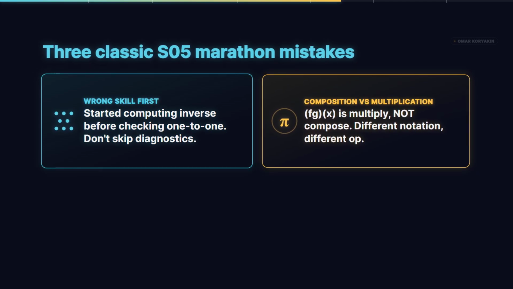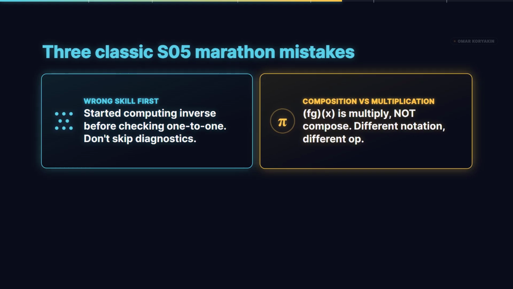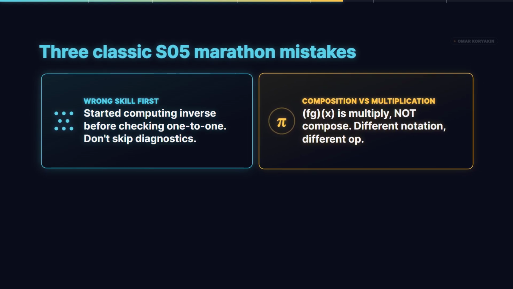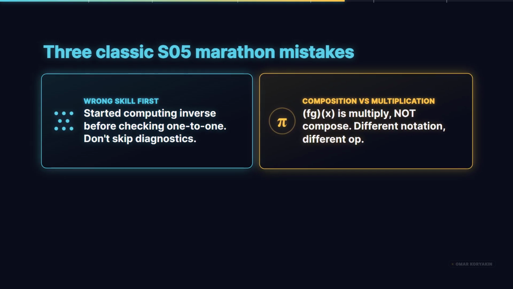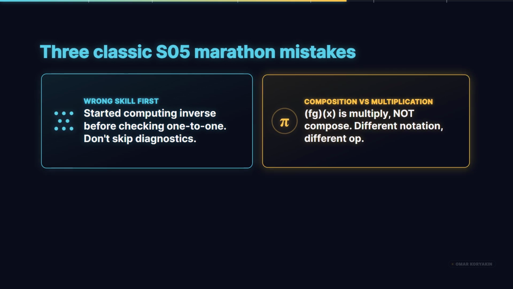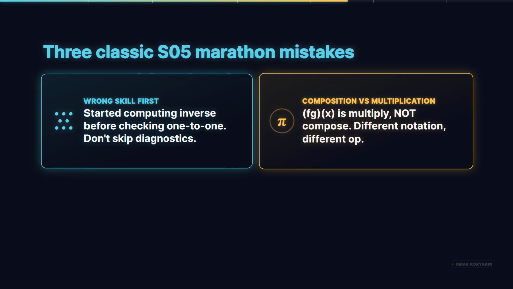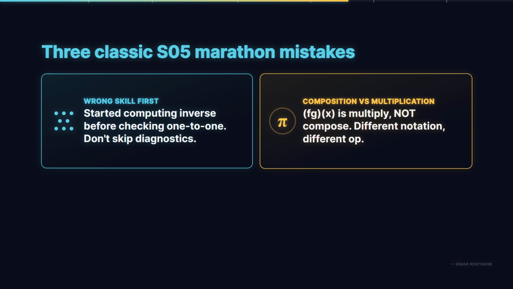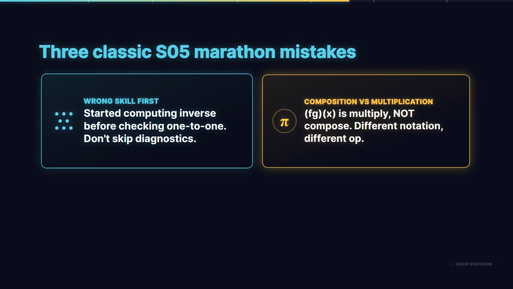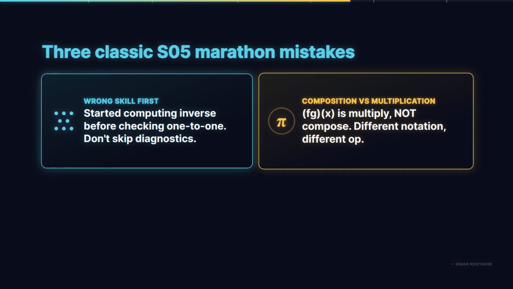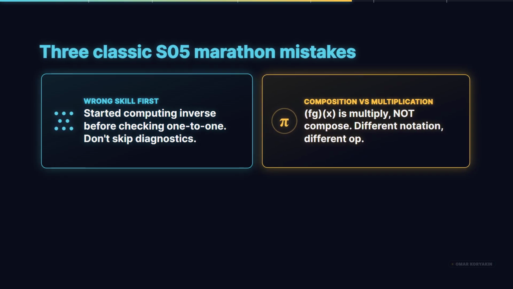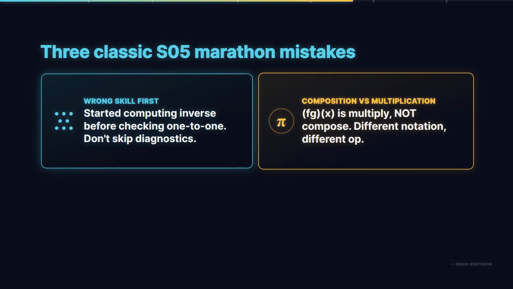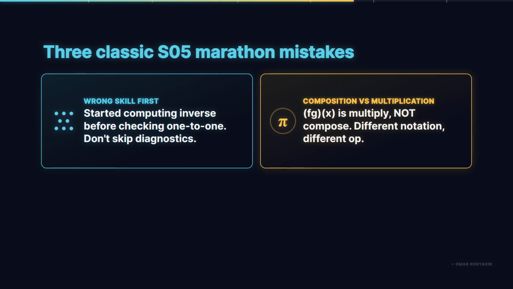Second mistake: confusing function multiplication with function composition due to similar looking notation. A student looking at fg of x or just f of g of x without the small circle interprets the notation as multiplication when the surrounding problem context indicates composition, or vice versa. The notation is technically ambiguous in some textbooks, but the convention is small circle, f circle g, means composition, juxtaposition fg or an explicit times symbol means multiplication. Read the problem context carefully and apply the correct operation.